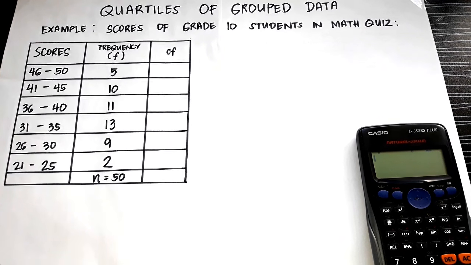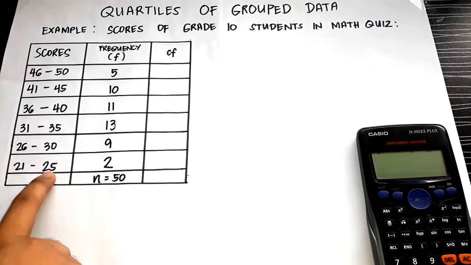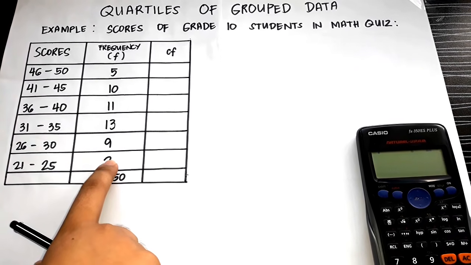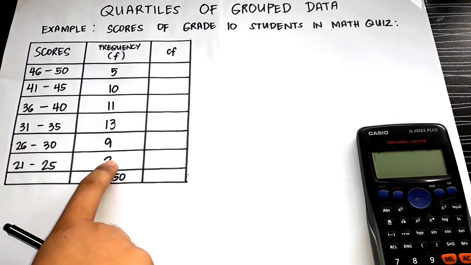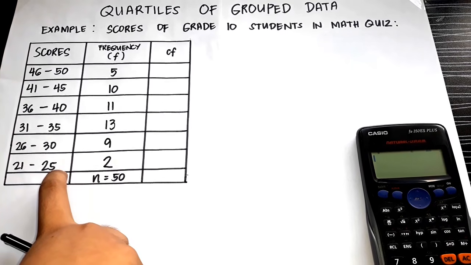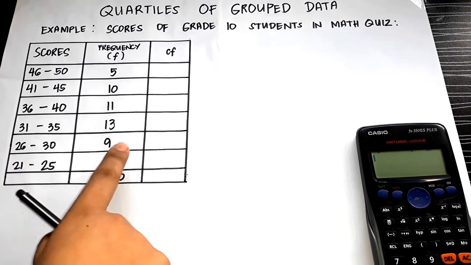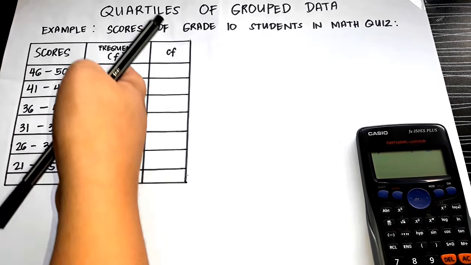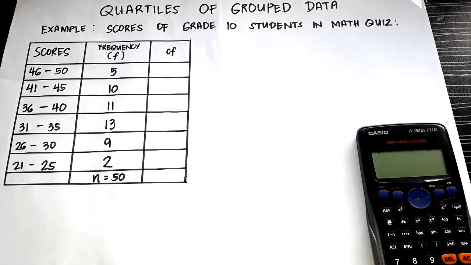Dito, ang frequency, for example, sa scores na 21 to 25, frequency is 2. Ibig sabihin po nun, dalawang estudyante ang nakakuha ng 21 to 25 na score. And then 9 for 26 to 30, and so on. So, yun yung ibig sabihin ng frequency.